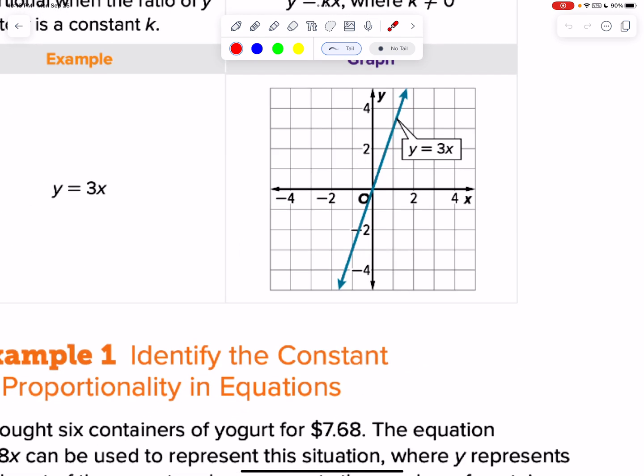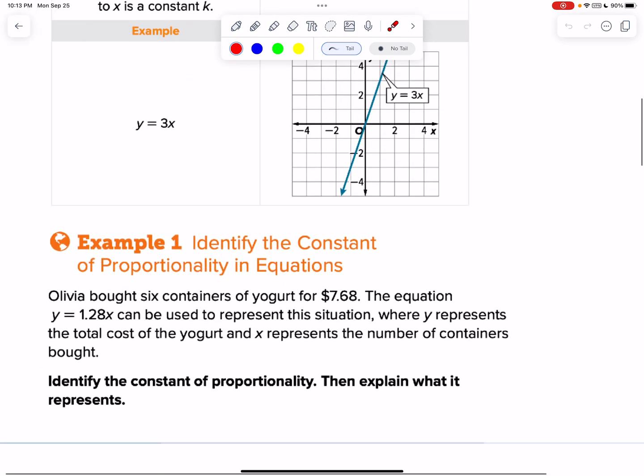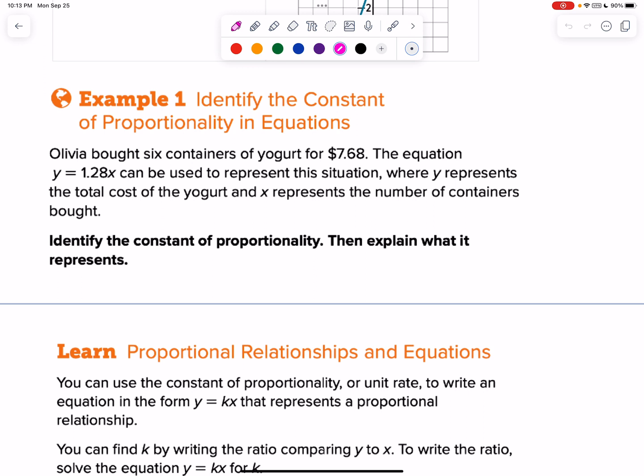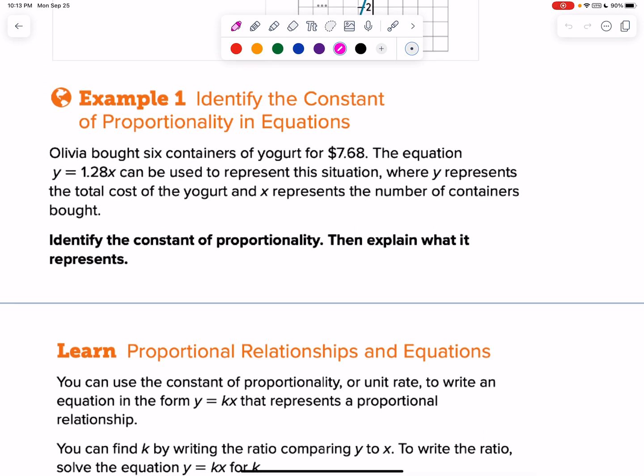So let's go ahead and take a look at some examples to build some context to this situation. Follow along with me, write exactly what I'm writing. Example 1, can you identify the constant of proportionality in equations? It says Olivia bought 6 containers of yogurt for $7.68. What they did was they found the unit rate of that, which would be cost per container.